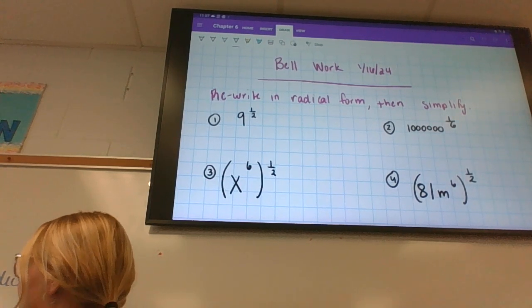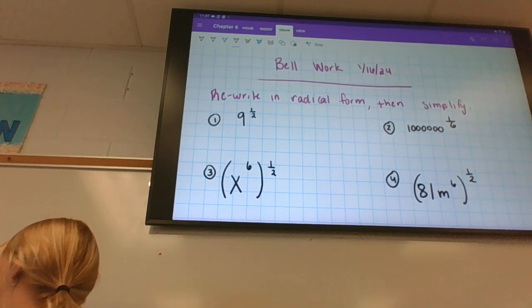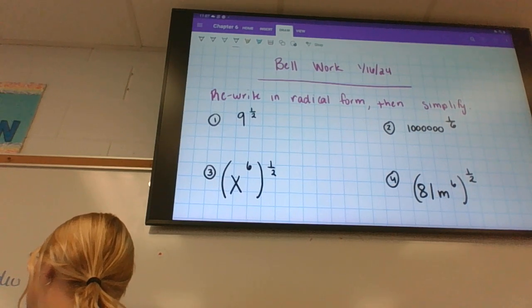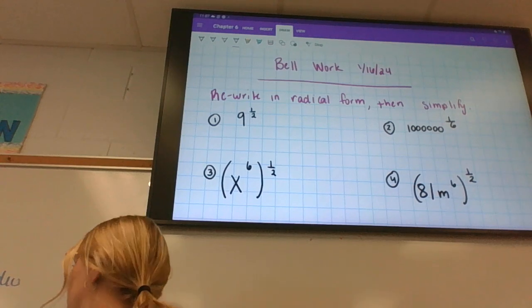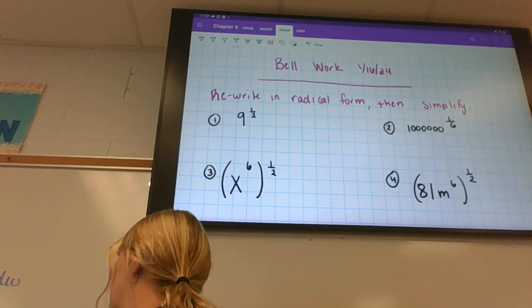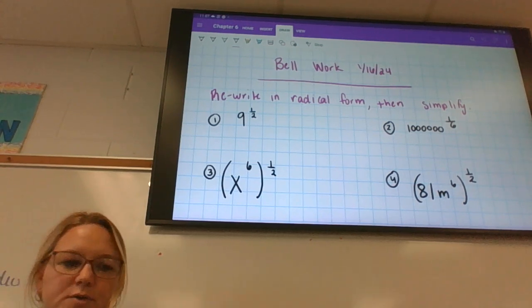And then after that, we're going to look at some graphs of exponential equations. All right, so that's the plan. Hope it goes well.